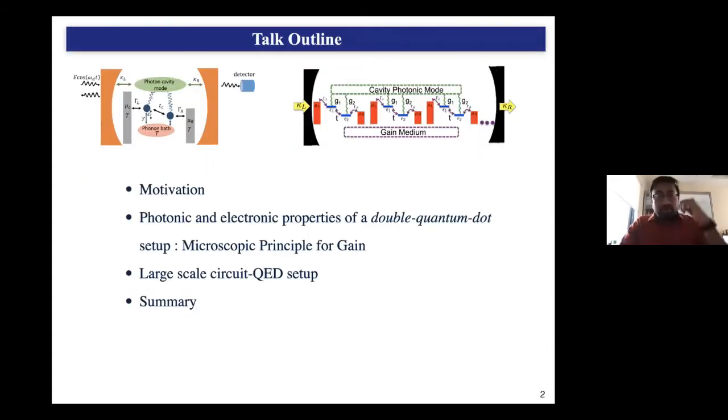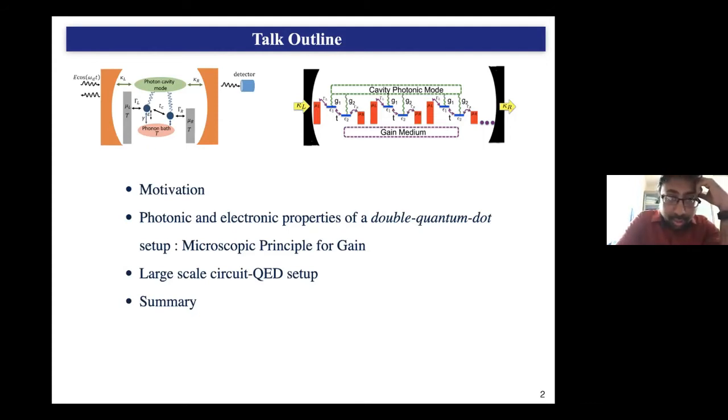I'll first try to motivate why CQED type systems are interesting. Then I'll move to this particular type of quantum dot CQED setup. And I'll tell you how we look at or compute various types of properties and what we learn from these systems.